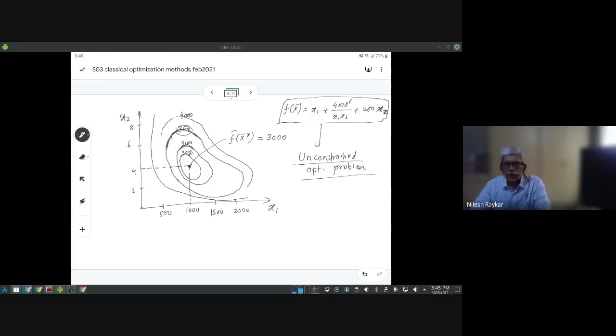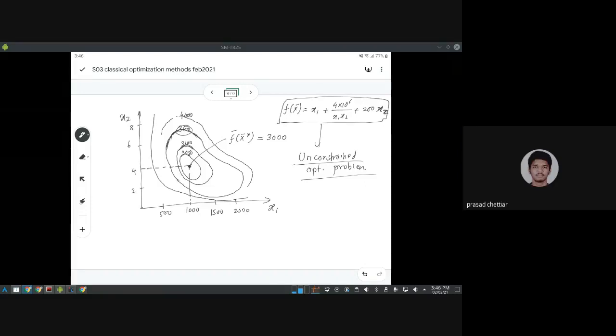Even this itself is a mathematically constrained problem. Like we can't use the values 0, comma 0, right?